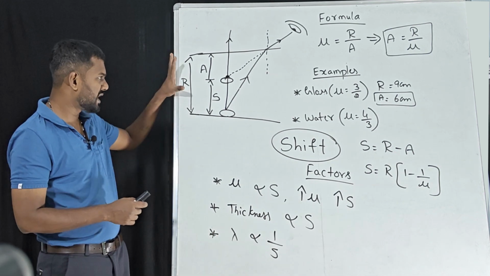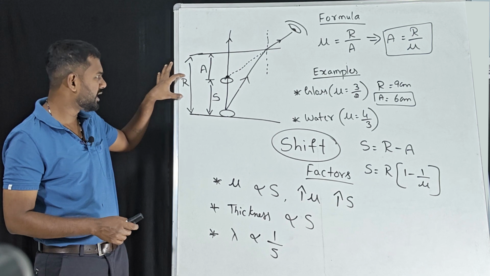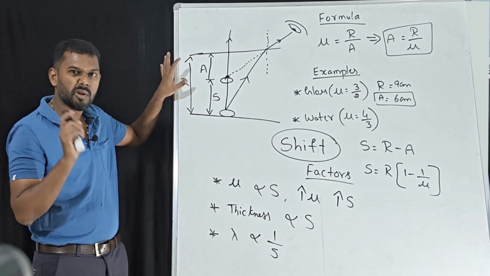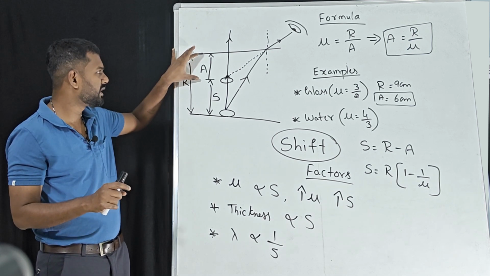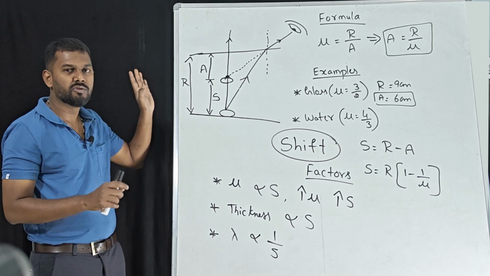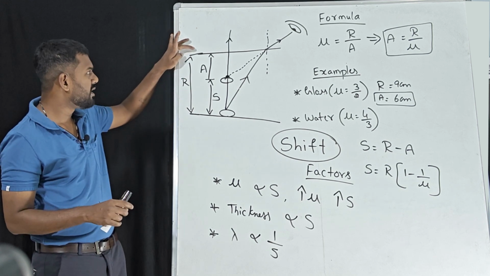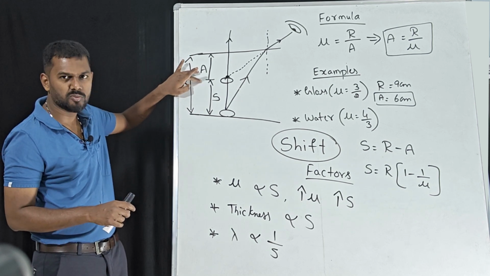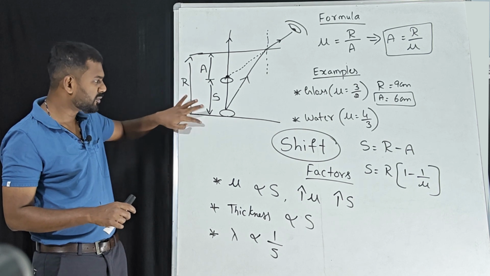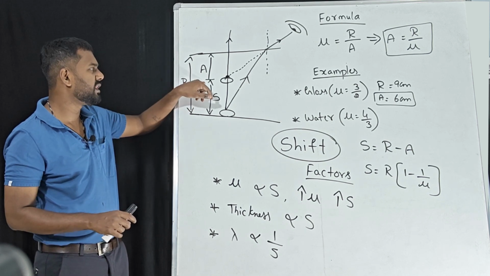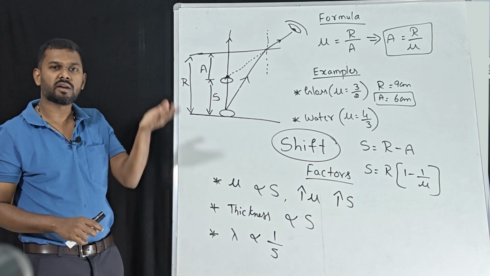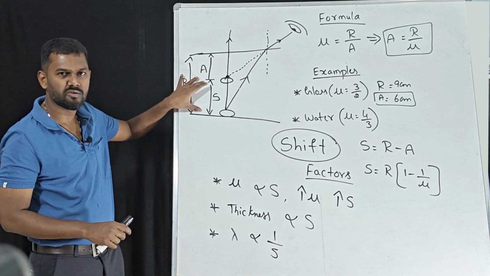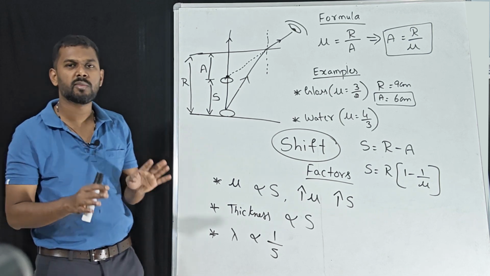That's it. Now in this diagram, what is the meaning of real depth, apparent depth and shift? Many students will get confused whenever it comes to apparent depth and shift. You should not get confused. Apparent depth is from the surface till where you see the object, but shift is from the bottom of the surface till where the object is raised. So this distance is shift. So all these things are very much important.